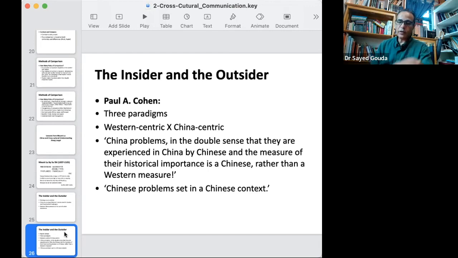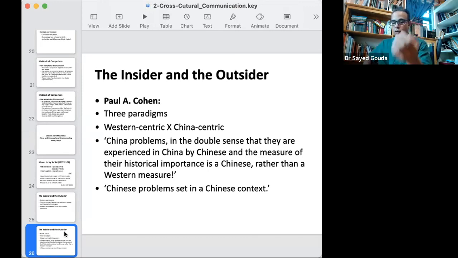And after that, from the 1960s until our time, some Chinese progressive scholars started to project how Western imperialism crippled China's progress in its way to modernization, to be a modern country. So against this Western-centric approach that was adopted and followed by Western scholars, Paul Cohen suggested a new approach that is China-centric.